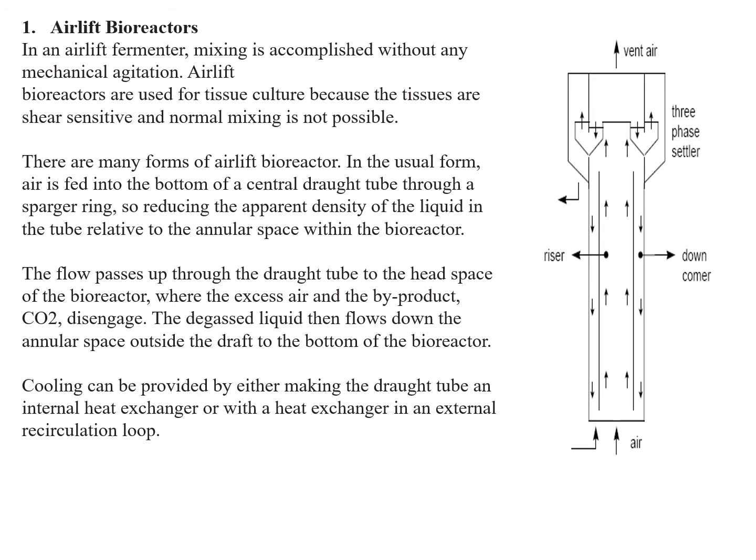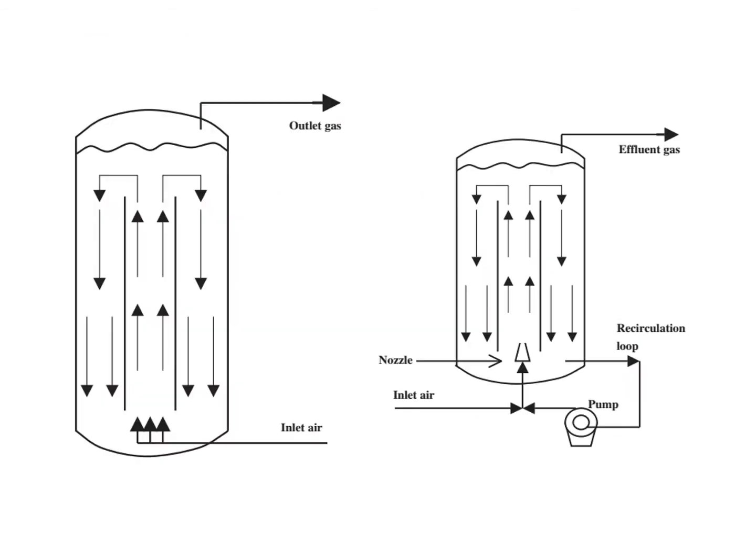Airlift. This airlift is nothing but, only air is used to mix the components within the fermentation process. The air is passed from the bottom. It is like a sparger, but the pores are not there; there is just a very minute inlet for the air through the sparger, and this goes to the top, and a cyclic movement of the fluid happens. This will mix all the components within the fermenter.